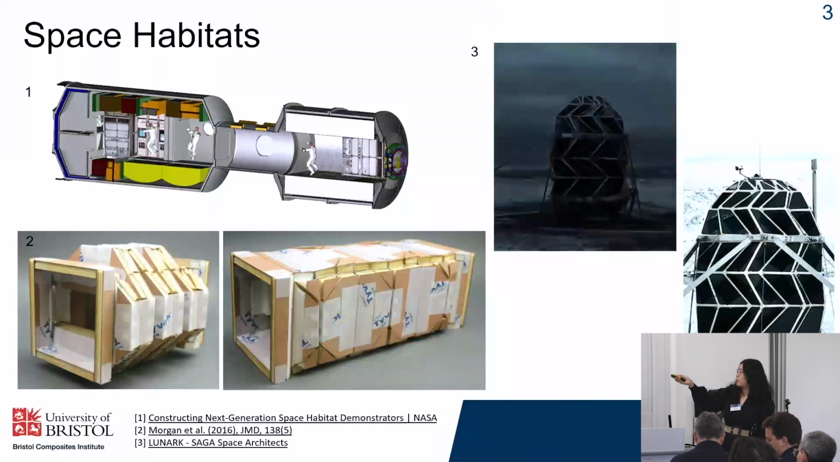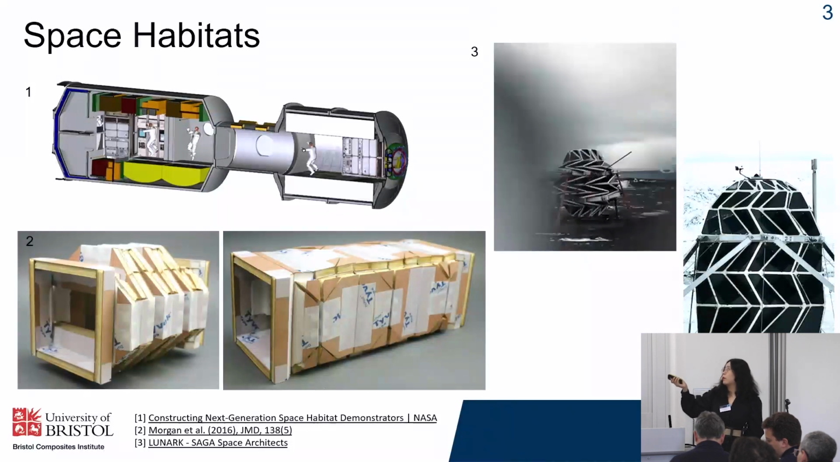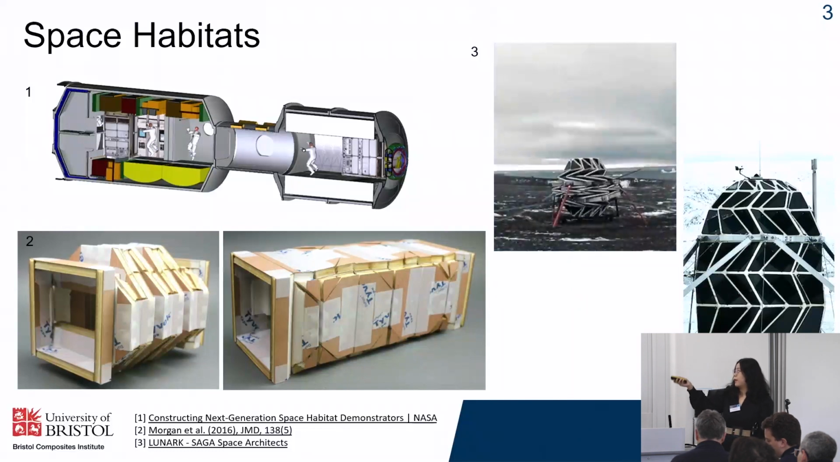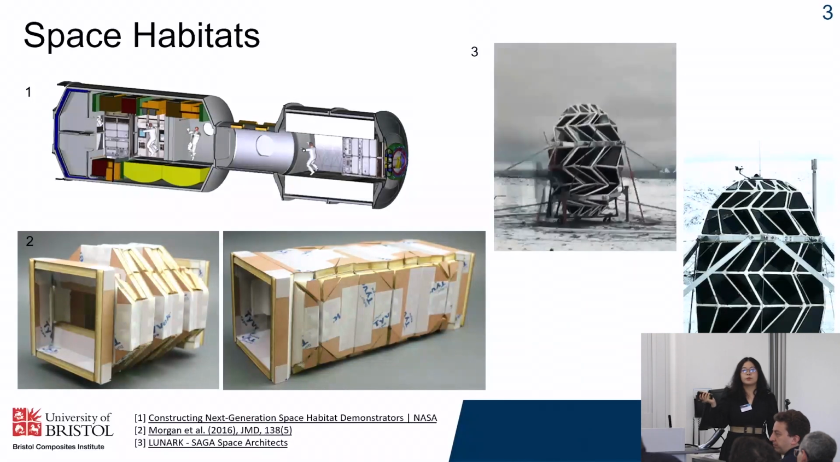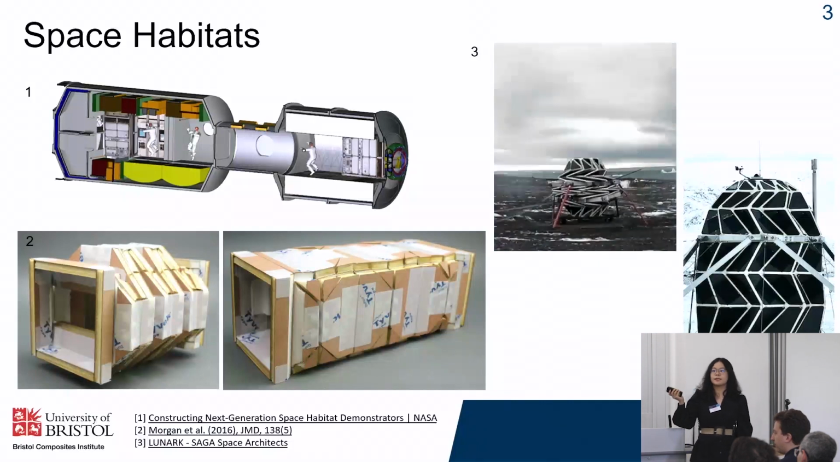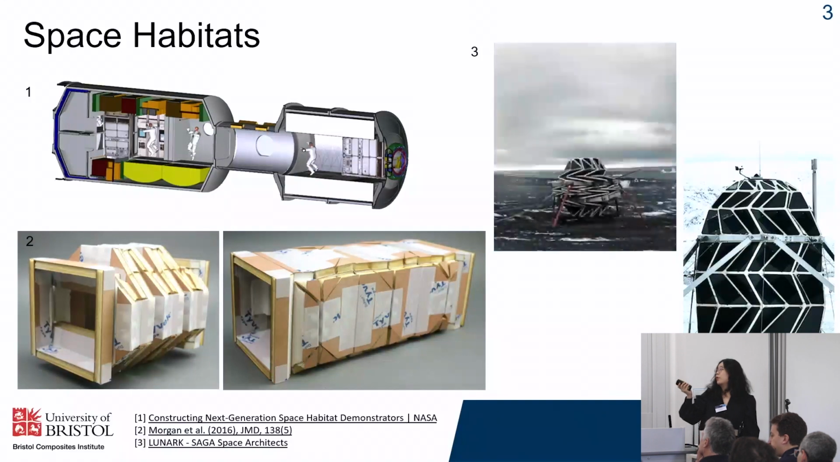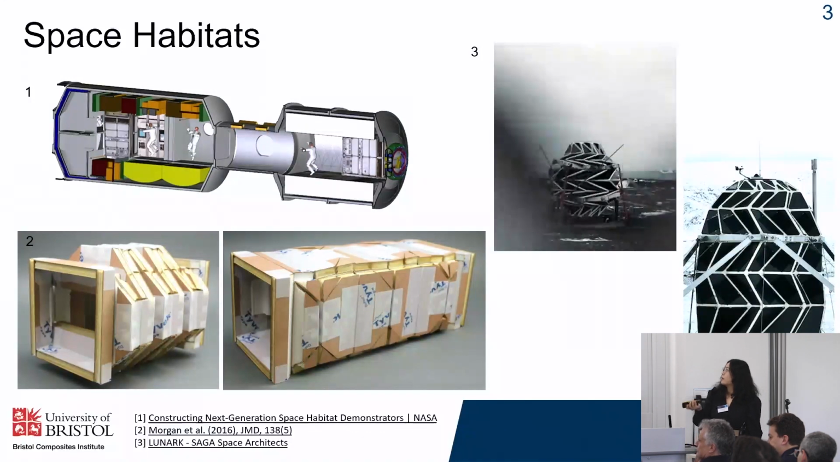And this is the deployment procedure of a Miura array-based space habitat. We can observe the volume expansion here. And so the motivation of the origami space habitat is to improve the volume expansion ratio.